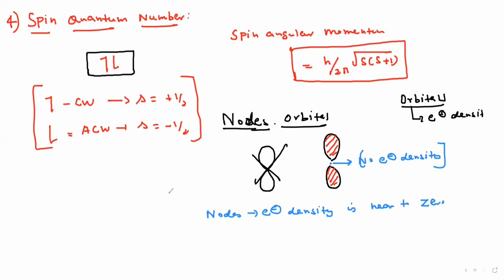Now nodes are classified into two types. One is the radial node, and the second is the angular node. I give you the formulas in this slide. Please note, very, very important formulas. First, the total node. What is the formula? The total node is equal to n minus 1.